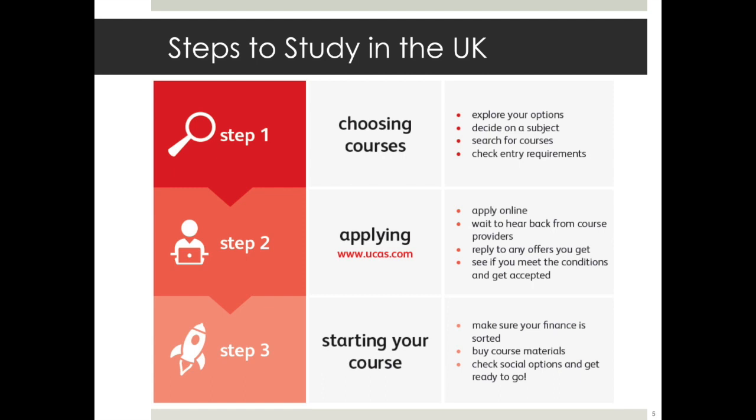So some steps here. This comes directly from UCAS. Your first step is to choose your course. In the UK, when they're talking about a course, it's like when we talk about a program here. So law, biology, psychology, business. That's what they mean when they're saying course. Second step would be applying. And then third step would be starting your course. But obviously these are vague. There's a lot more steps for each one.